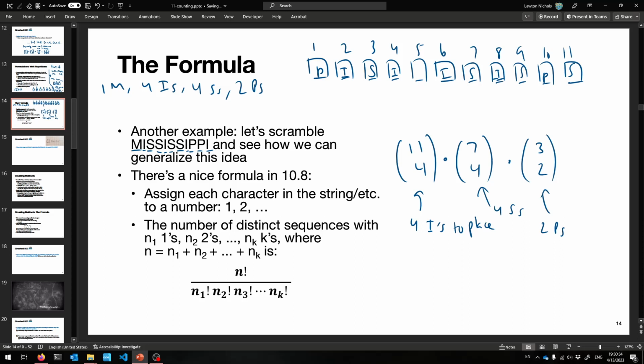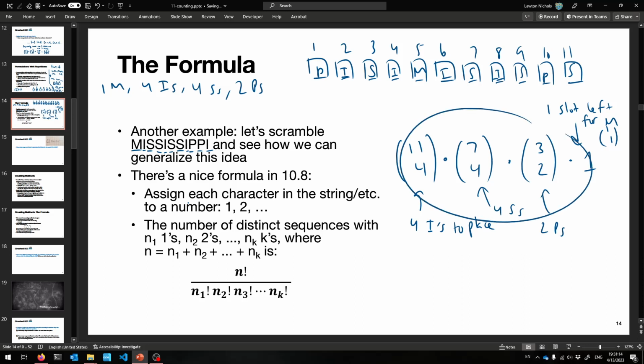You have no choice anymore of where to put the m. It's got to go in the empty slot. So there's only 1 slot left for the m. You don't even have to say it if you don't want to. You have 1 slot to put something in, and you have 1 thing to put there. It's equal to 1. 1 choose 1, I guess. Do you see there's a little bit of a pattern going on here?